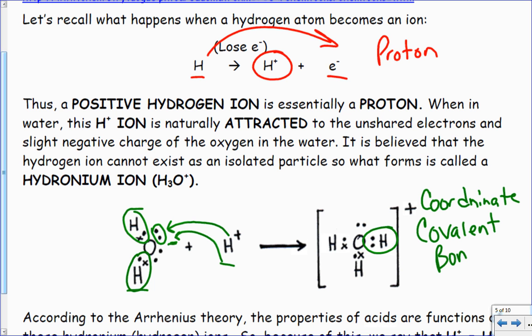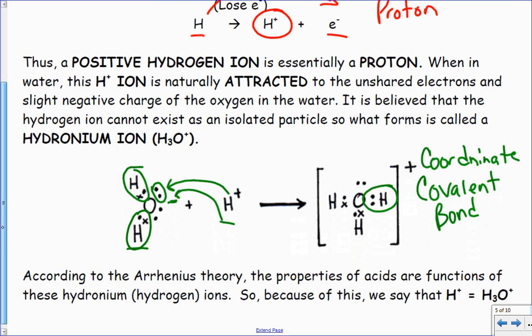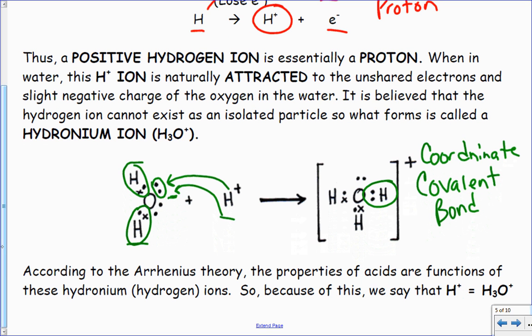And it's special because it's between two nonmetals, but they're not sharing electrons. Hydrogen didn't have any to give, so that hydrogen ion did not have any to give. So we say that it's a coordinate covalent bond. According to Arrhenius theory, this is what makes the hydronium ion, is these hydrogen ions. So we say that these are synonymous.